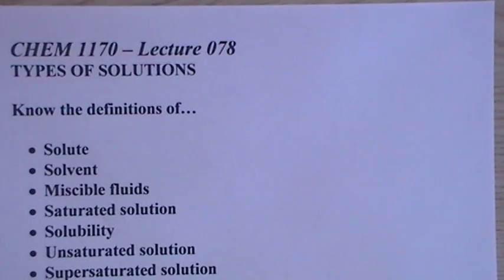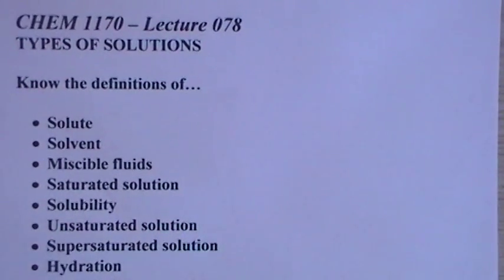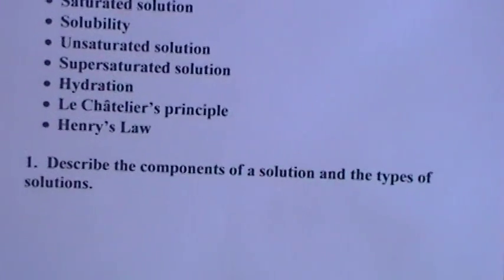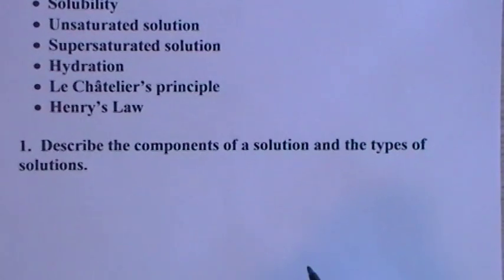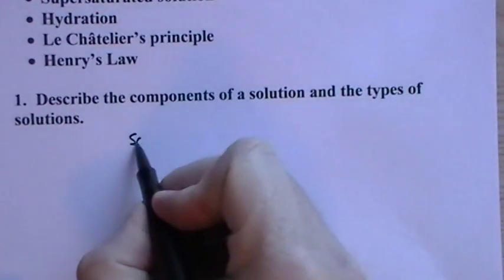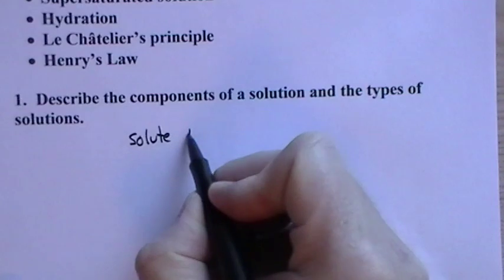Okay, types of solutions, lecture 78. So we have: describe the components of a solution and the types of solutions. A solution is made up of a solute and solvent.